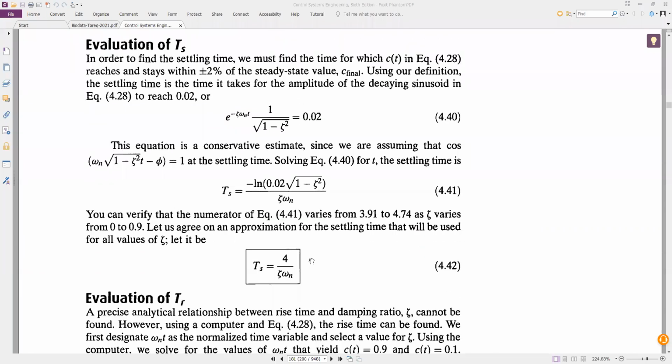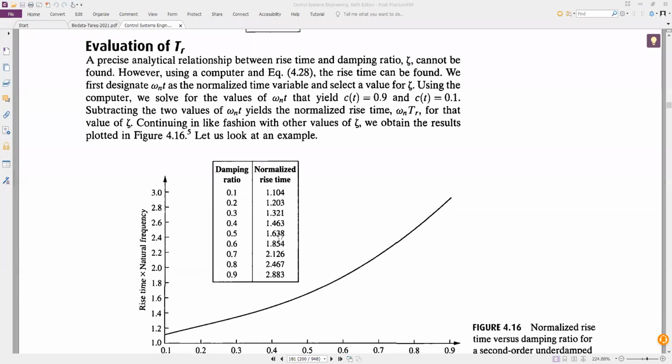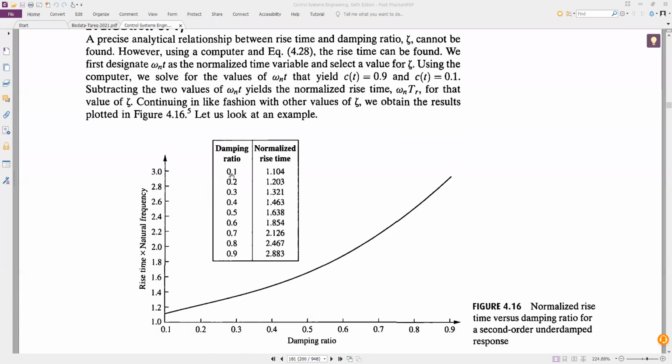And settling time here, 4 by zeta omega n. And rise time here also, you'll find the rise time. Normalized rise time is here. Say for the damping ratio zeta, the rise time is here. Rise time into natural frequency. That is the rise time into natural frequency.